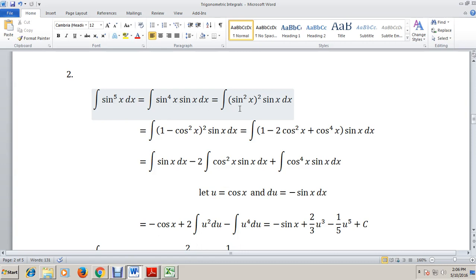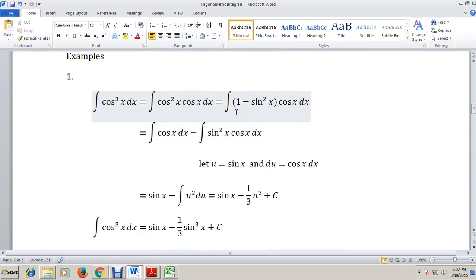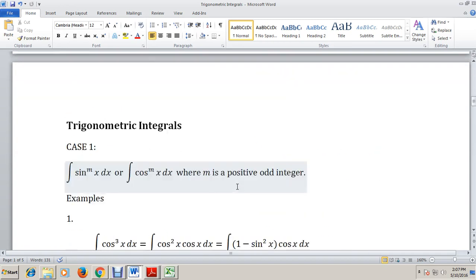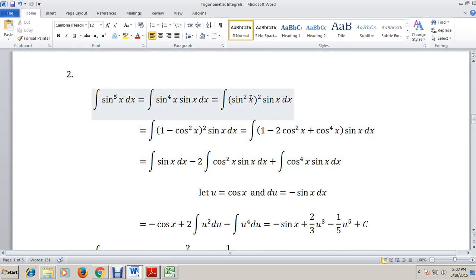Of course, sine raised to 4 can be factored further into sine squared x, squared. So from here we now have the form of sine squared x, which we can replace with the Pythagorean identity, solving for sine squared x. That would be 1 minus cosine squared x. So what is left is 1 minus cosine squared x, squared, times sine x dx.